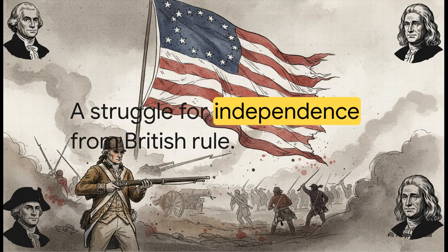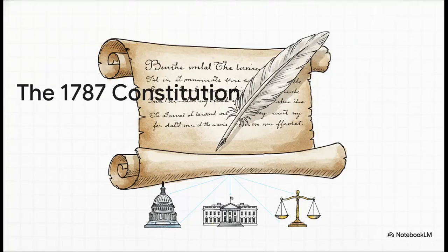No small feat, right? Okay, so independence is secured, but now the founders are staring at a completely blank slate. How do you actually govern this brand new country? Well, their answer was the 1787 Constitution. They came up with this brilliant idea to split the federal government into three balanced branches: legislative, executive, and judicial. It's essentially this giant, resilient system of checks and balances that honestly still governs our daily lives right now.